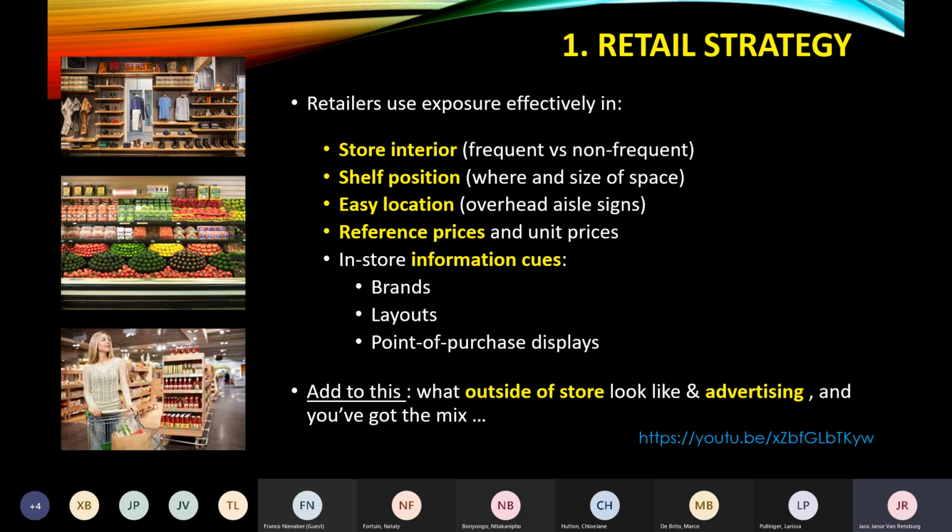That sort of almost sets the mood. And then if the layout inside the shop actually complements that, it's a win-win. All part of retail strategy.